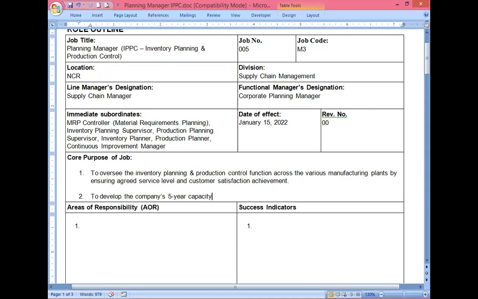What capacities? Capacity in terms of your production lines, okay? Capacity to produce, how many metric tons or how many thousand liters of beverages you can produce in one day, in 1 week, or in 1 month, in 1 year. That is the manufacturing side.